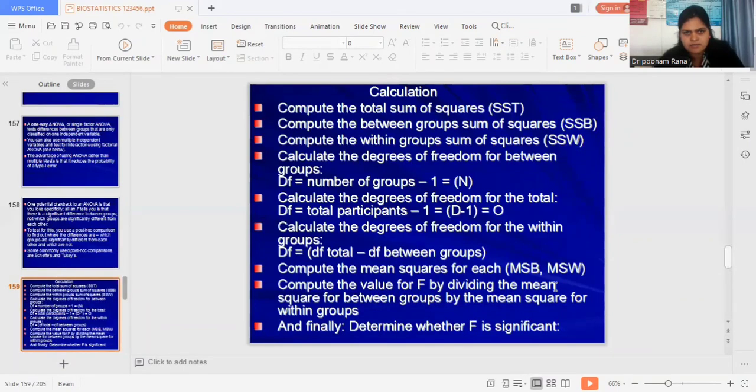This is how we calculate. We have to compute the total sum of squares, then compute the between-group sum of squares, then the within-group sum of squares. Then calculate the degrees of freedom (df) for between groups, then for the total, then for within groups. Then compute the mean square for each, then compute the value of F by dividing the mean square between groups by the mean square within groups, and finally determine whether F is significant. This is how we calculate.